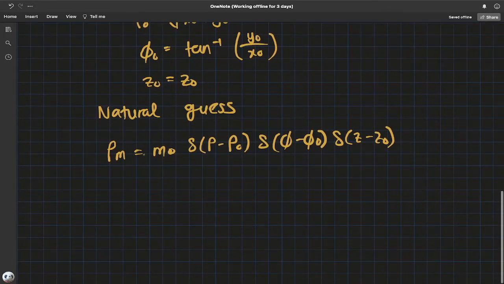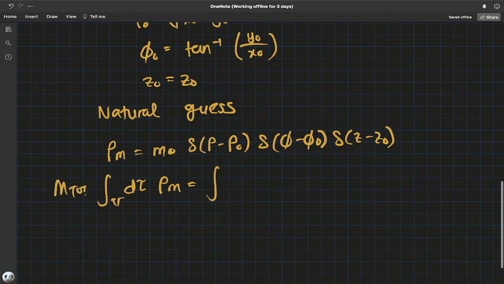Okay, fine. If this is the case, let's just check. We want the integral over volume V, the volume integral of the density, to basically just give us a mass, right? The total mass of the system. So it should just be a mass value, nothing else.